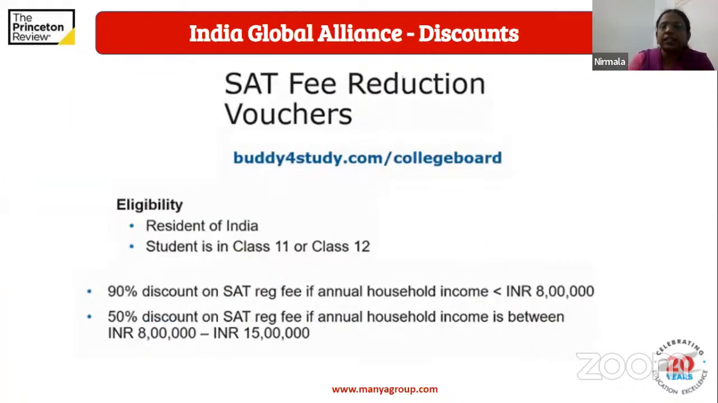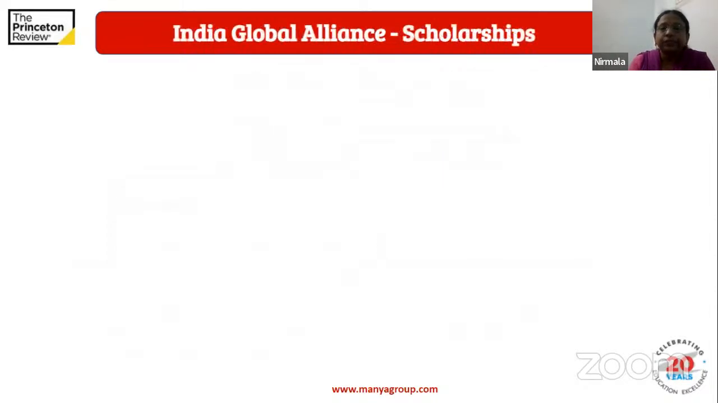One is they give SAT fee reduction vouchers. If the household income is less than 8 lakhs, they give a 90% discount on the SAT fees, so it will be around 7,500 to 1,800 in Indian rupees. They give a 90% discount. And if the household income is between 8 lakh and 15 lakh, then they give a 50% discount on taking the SAT test.